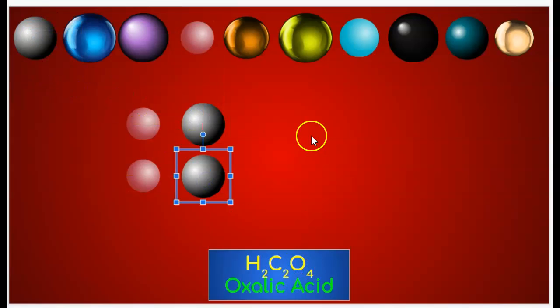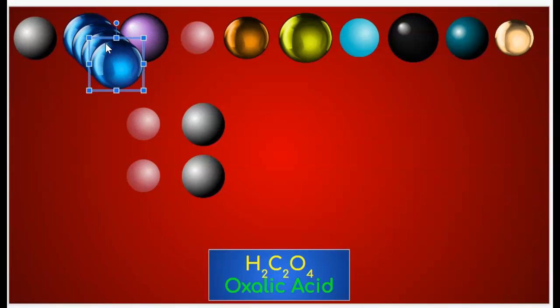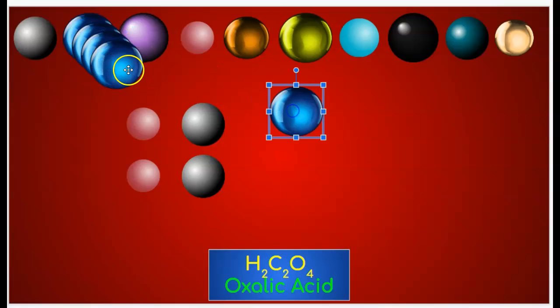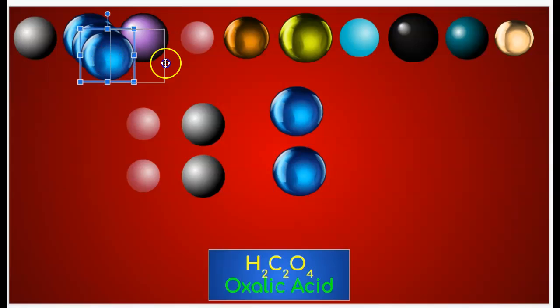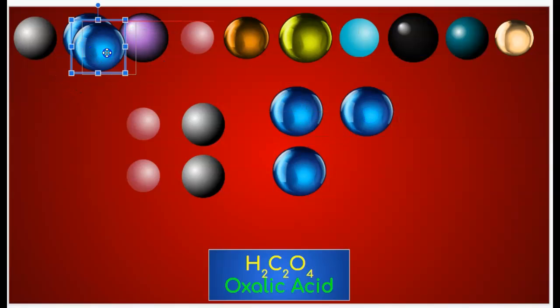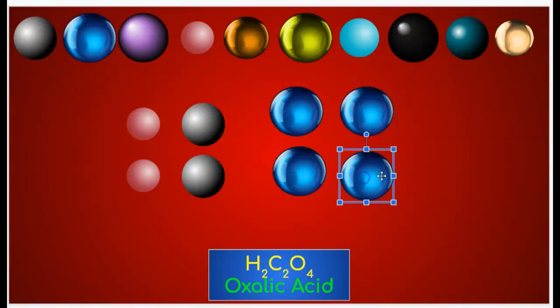And then for my oxygens, I want four, and let's use this one right here. And I'll go Control-C, and I'll go Control-V once, twice, three, four times. So now I have four oxygens. So these are the elements and the number of atoms that I need for each. Four oxygens, two carbons, and two hydrogens. But we want to organize these in the way that they're actually organized in the chemical.